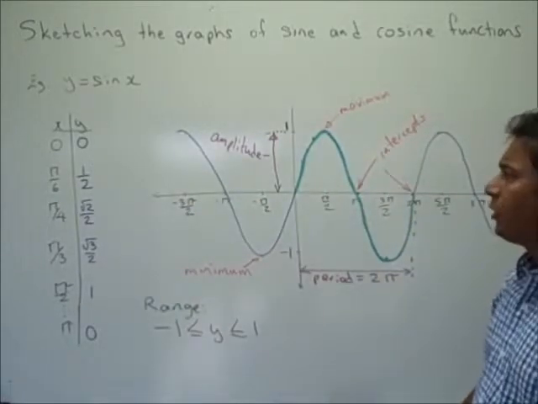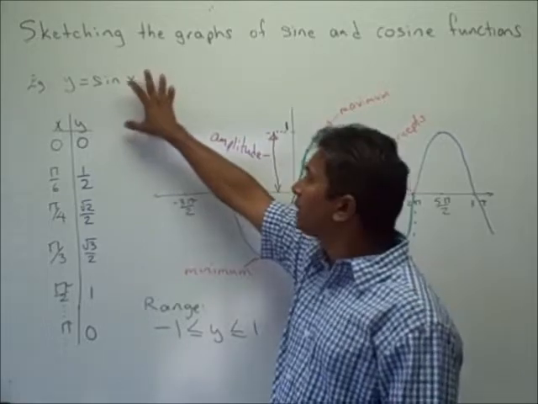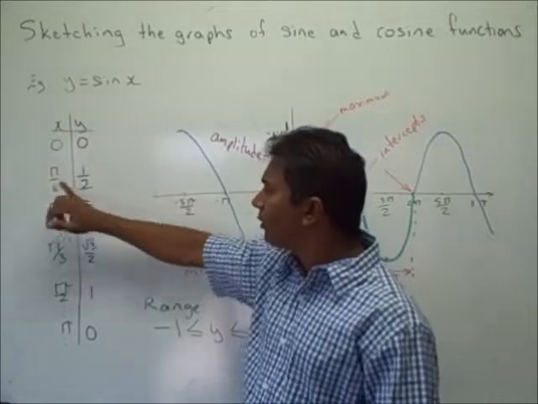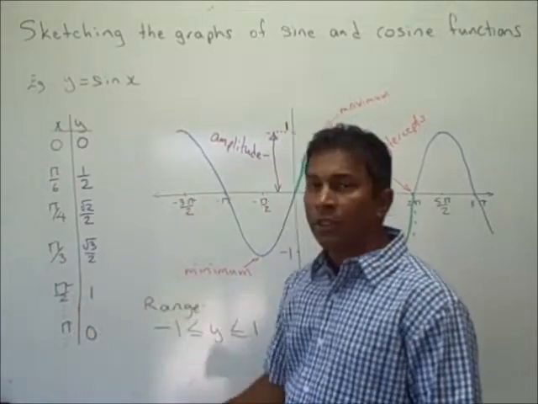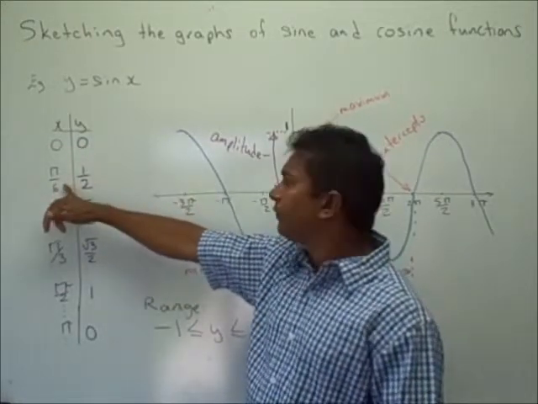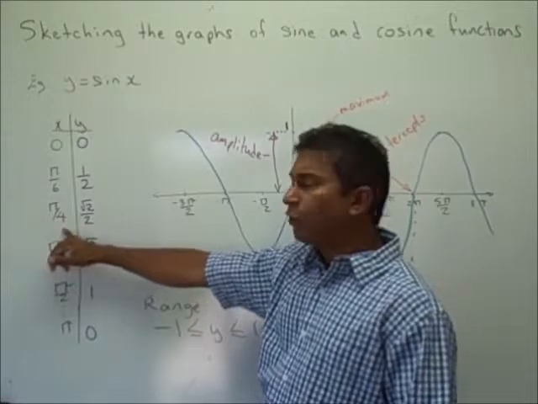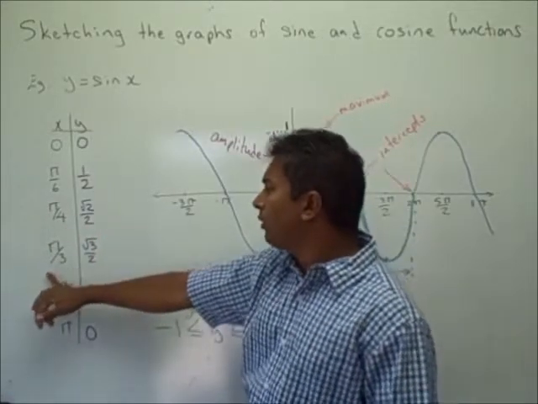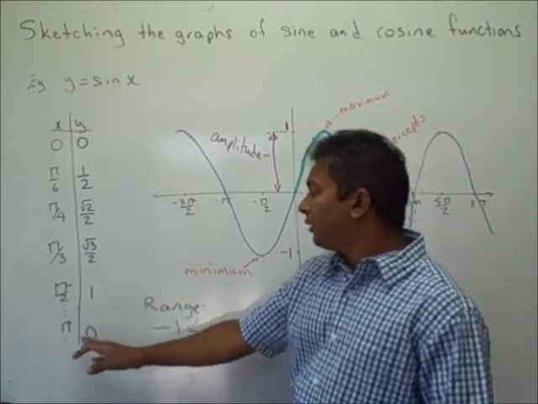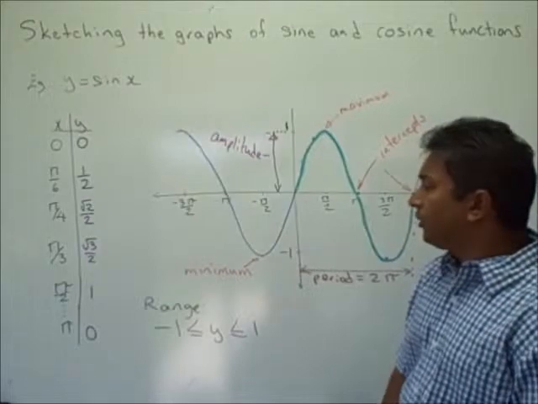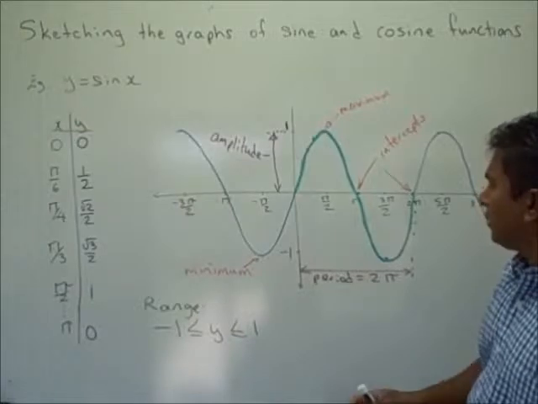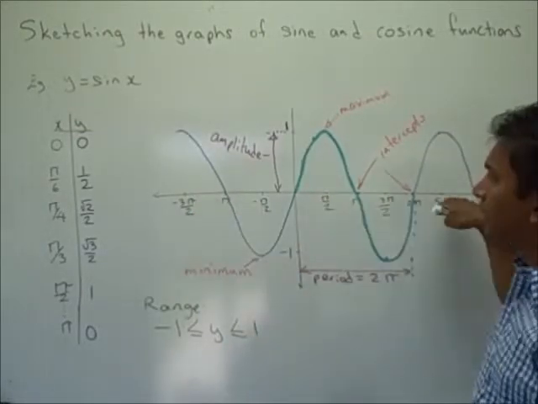Just like any function, we can choose arbitrary values for x and get a corresponding value for y. So here I've chosen x equal to 0, pi over 6, pi over 4, pi over 3, pi over 2, and pi. We know the sine of 0 is equal to 0, the sine of pi over 6 is equal to 1/2, pi over 4 is equal to square root of 2 over 2, pi over 3 is equal to square root of 3 over 2, pi over 2 is equal to 1, and the sine of pi is equal to 0.